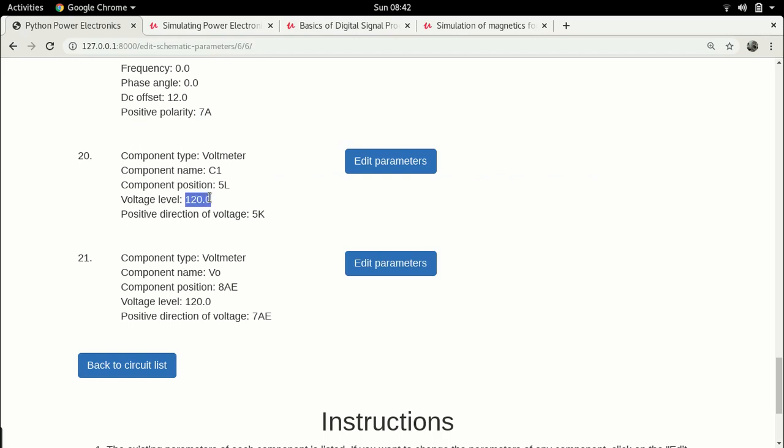The voltage level of 120 volts is okay, because we are dealing with a system of 12 volts. So we have a voltage level which is 10 times larger. That's good enough. The component type is voltmeter.